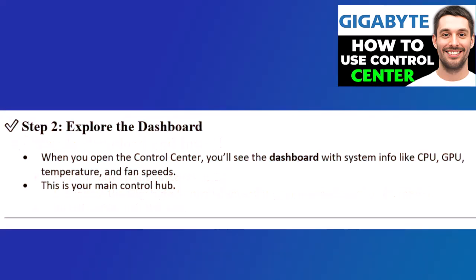Step 2. Explore the dashboard. When you open the Control Center, you'll see the dashboard with system info like CPU, GPU, temperature, and fan speeds. This is your main control hub.